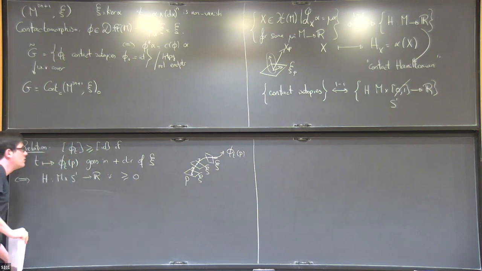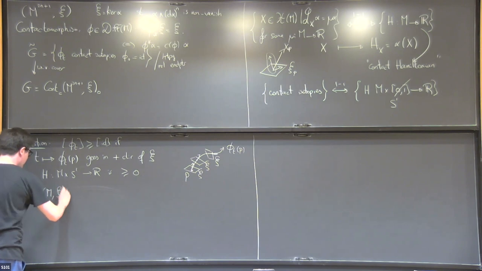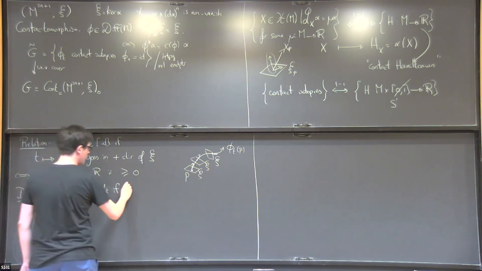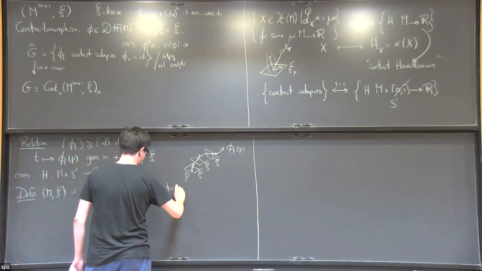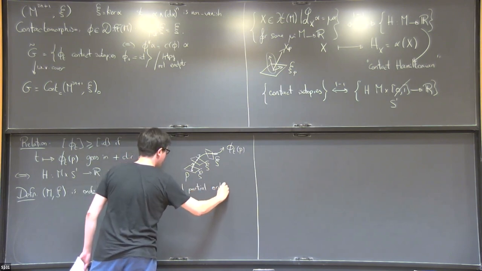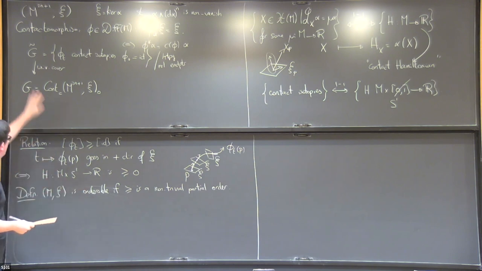Okay, and now, well, definition. So I said this thing wants to be an order. So we say that our contact manifold M, xi is orderable if this thing is a non-trivial partial order. Right, so if you have two elements, such that element one is larger than element two, but it's not true that element one is also smaller than element two. And then we have some order on this group.